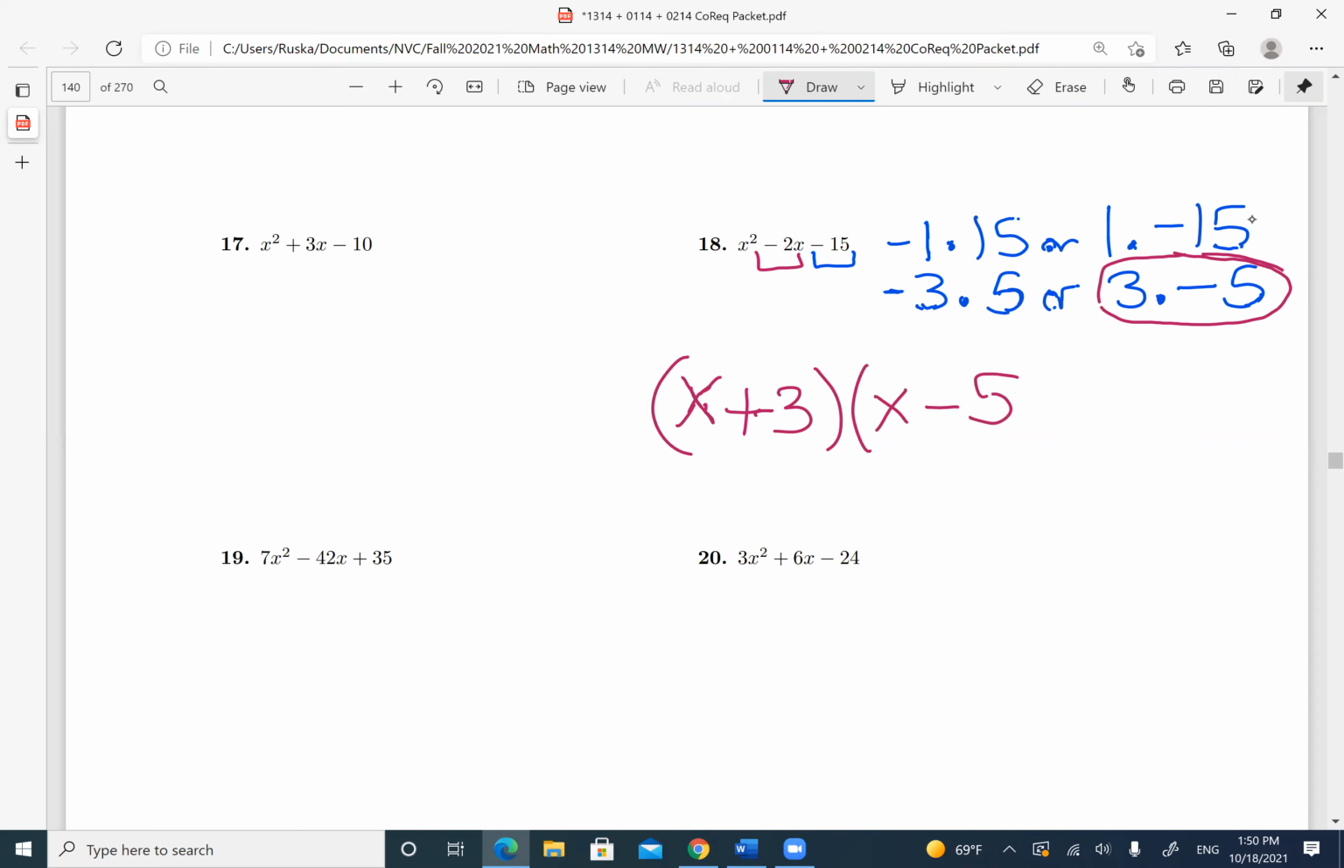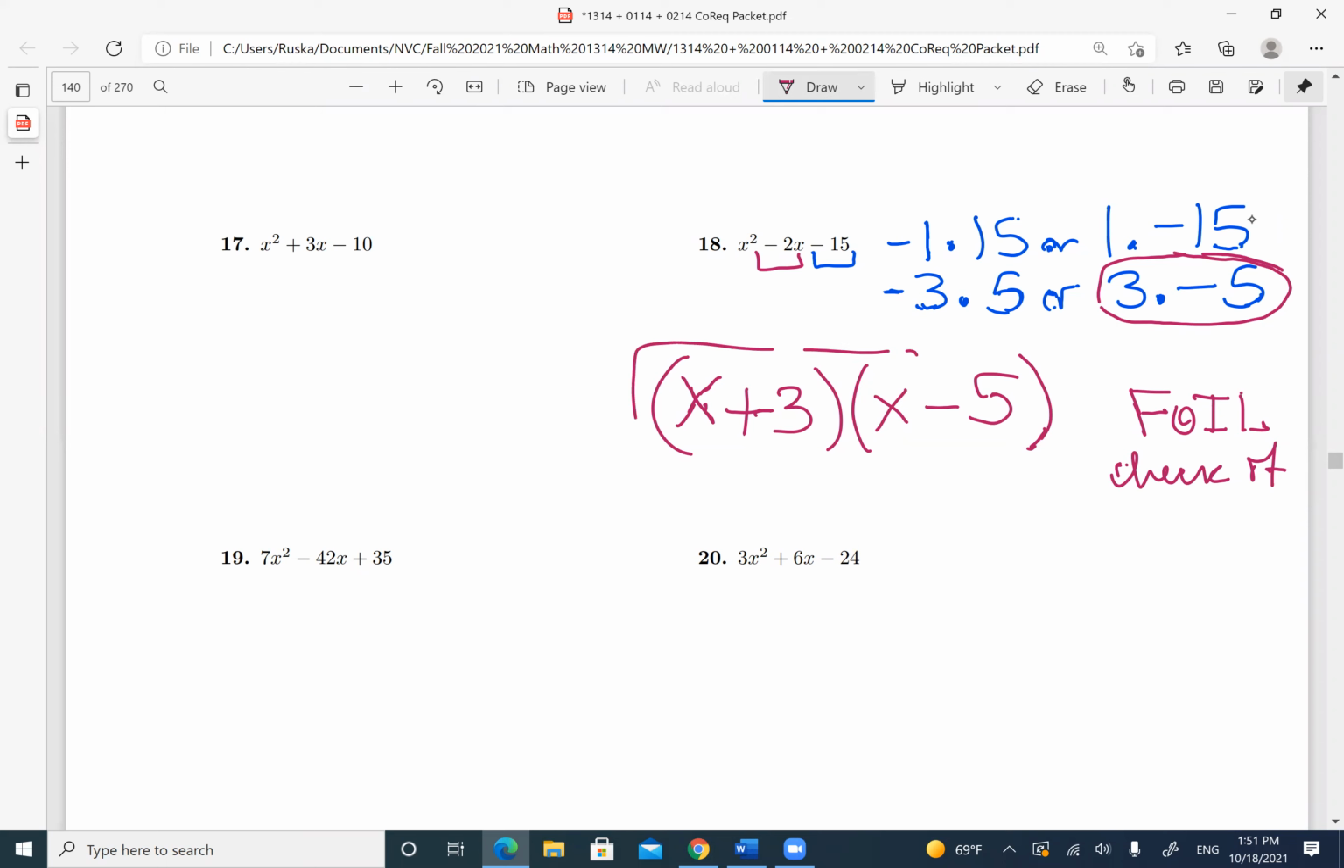Now, every time you factor, if you're not sure, you can FOIL to check it, to double check. How do you FOIL? You do first, outside, inside, and last. So if you FOIL, you're going to check your answer. If you're not sure, how do you check it? You multiply x times x, x squared, x times -5, -5x, and then plus 3x is exactly -2x. And then 3 times -5 is exactly -15. So you can double check your work when you FOIL, okay? That was 18. That's the answer for 18.